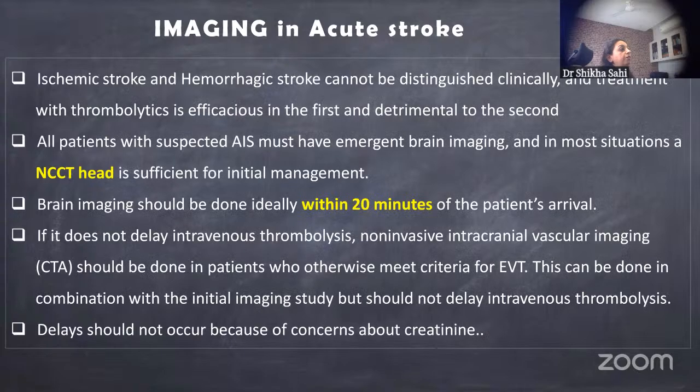Imaging is mandatory. So there is no clinical way to distinguish between ischemic and hemorrhagic stroke. So a plain CT head is sufficient in most patients, and they should be done within 20 minutes. And if you have time in the same setting, CT angio or MR angio can be done. But if there is a delay in doing CT angio, for thrombolysis, it should be done later on. So delay should not occur for neurovascular imaging if there are concerns about creatinine.